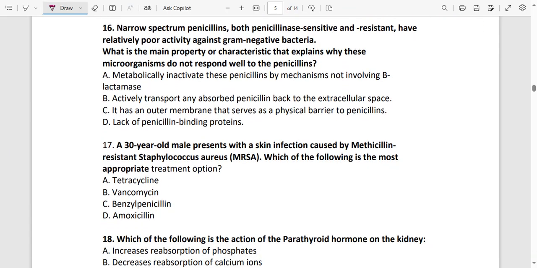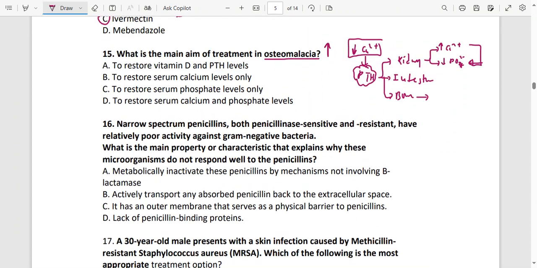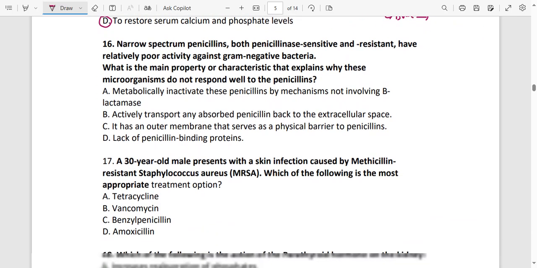Narrow spectrum penicillin, both penicillin sensitive and resistant, have relatively poor activity against gram negative bacteria to restore serum calcium and phosphate levels. Narrow spectrum penicillins, both penicillinase sensitive and resistant, have relatively poor.